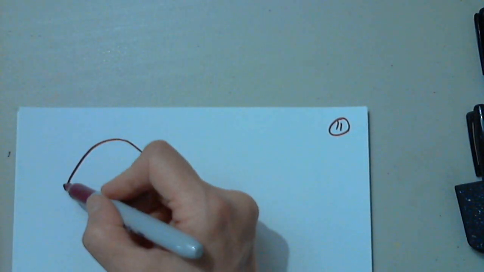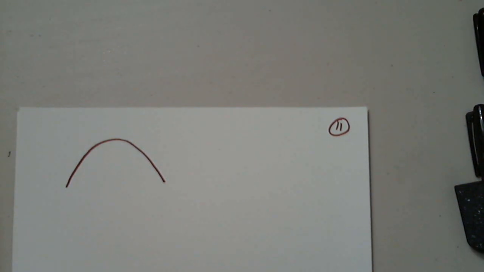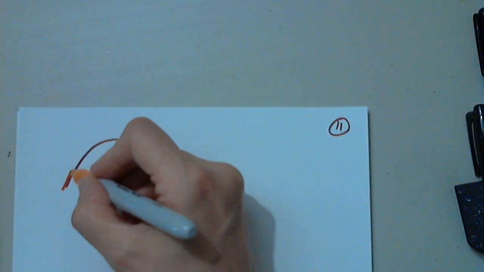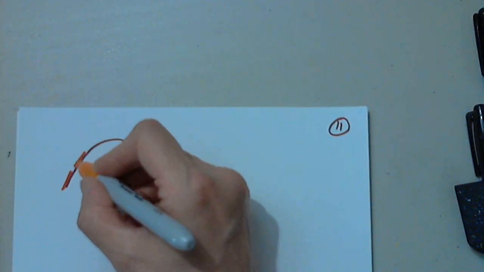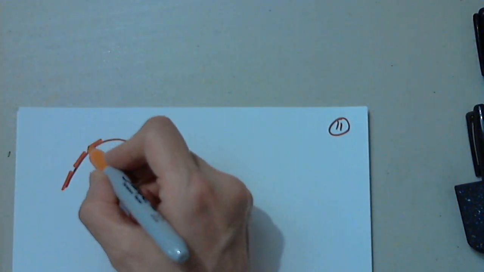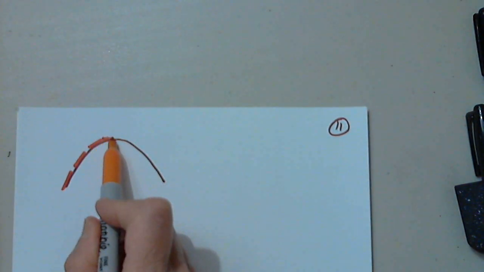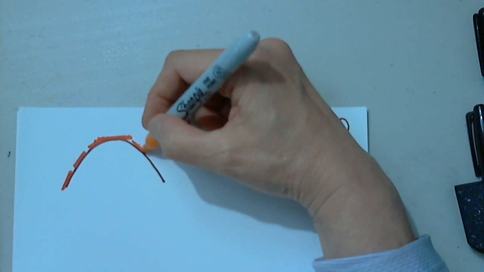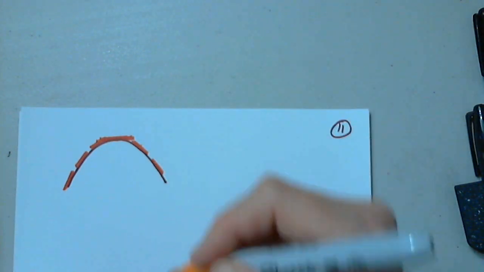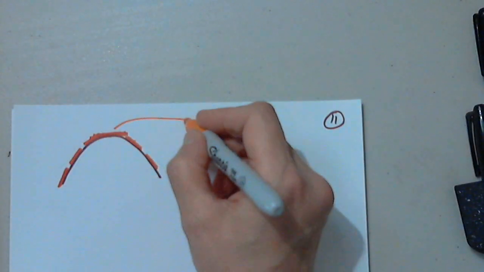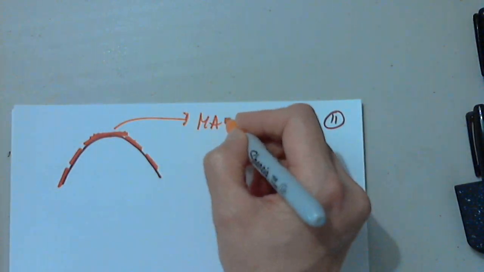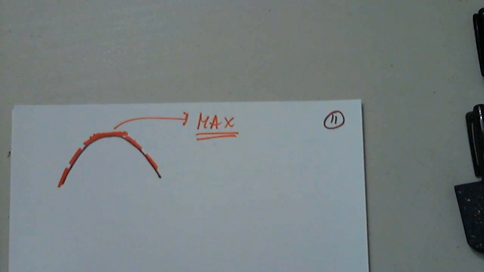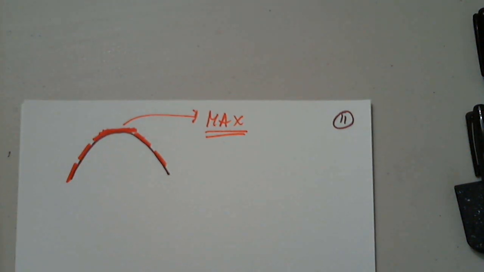So here is a function, quadratic. Here is the tangent, or the tangent line at this point, and then the tangent line at this point, and then the tangent at this point, and then the tangent at this point, and then here, and so on and so forth. What do you notice that happens at the maximum? What is the slope of the tangent line at the maximum point?